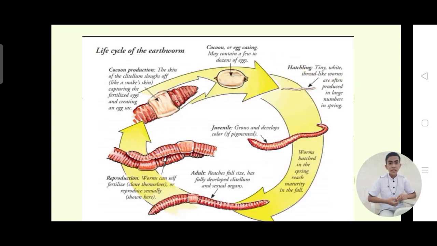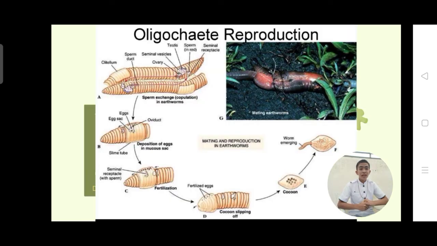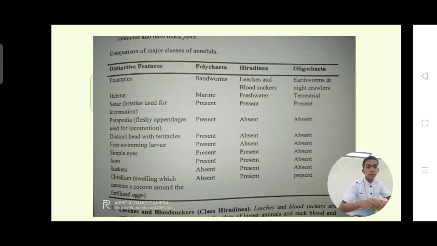Another one is the life cycle of the earthworm. You can see the cocoon production, then hatching, juvenile, adult, and reproduction. As you can see in the actual picture, you can observe the clitellum and the anterior end. Next is the Oligochaeta reproduction. The visual presentation is there, and you can see the clitellum at the same time. Yes, so the mating reproduction in earthworm.